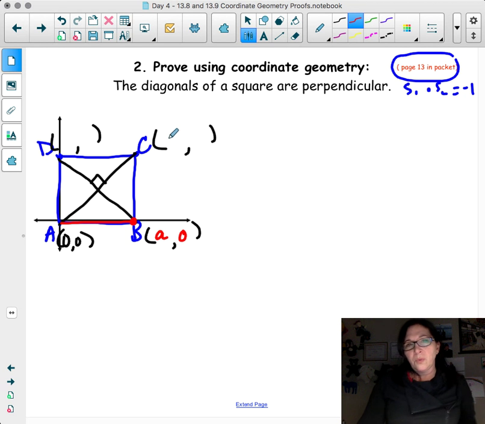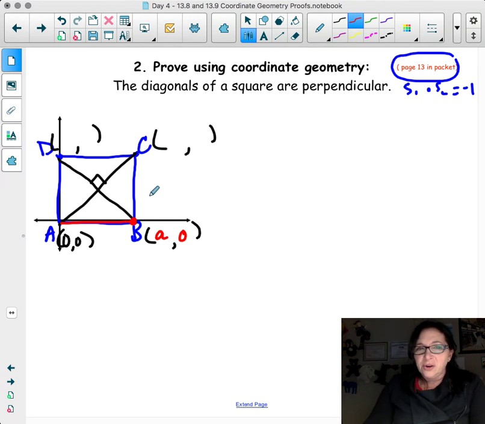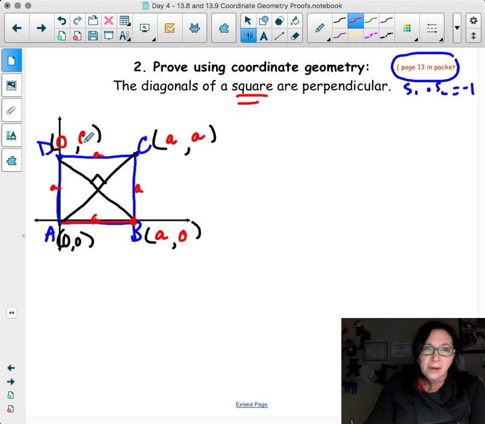And so what I would put for this right here, remember, this is a square, and a square has 4 congruent sides. So if this length is A, so is this length, and so is this length, and so is this length. So if I go over A, that means that's up A. So this point right here is A, A. And then this value going over 0, up A, so this will be 0, comma A. So now we have our 4 corners.